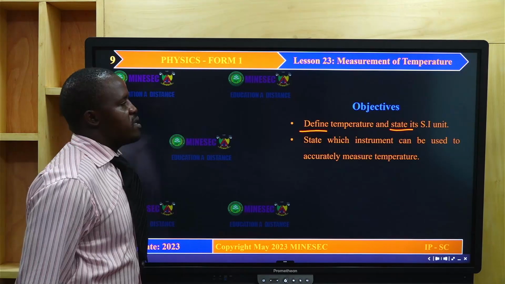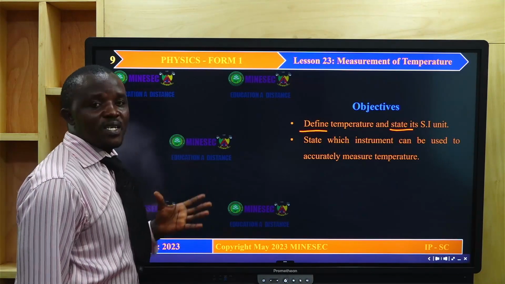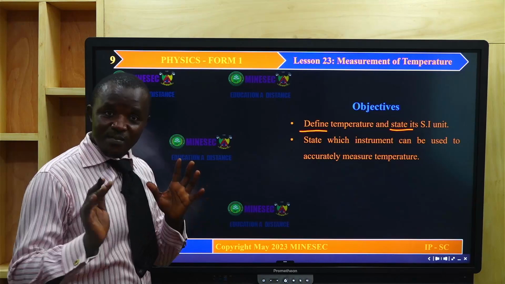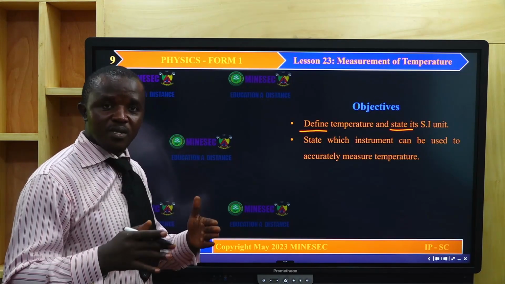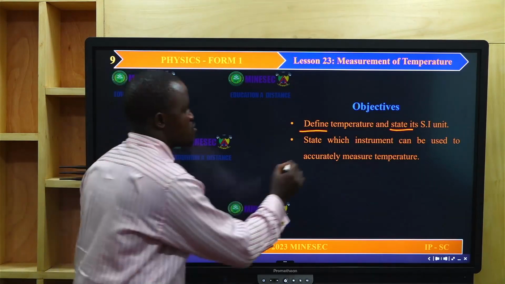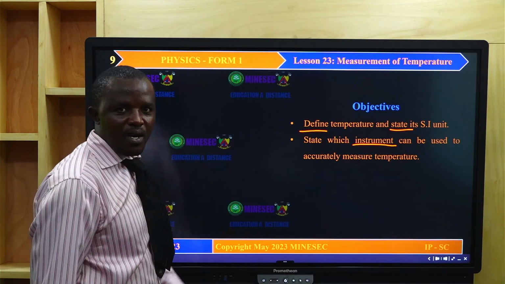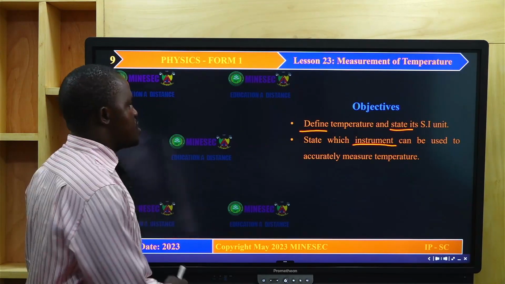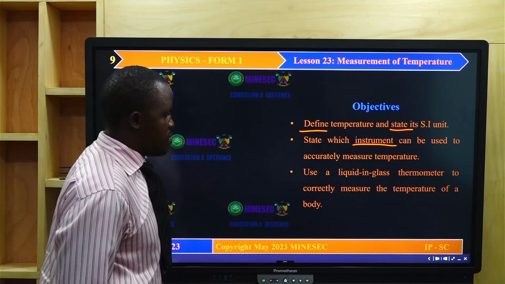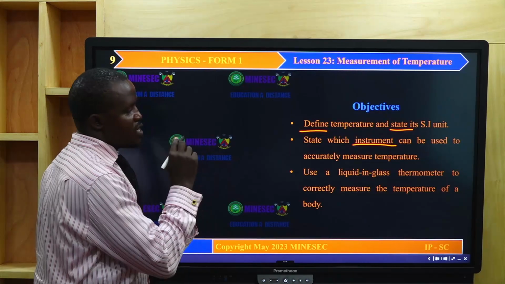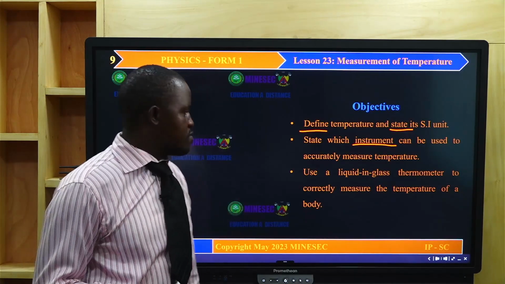Secondly, state which instruments can be used to accurately measure temperature, because there are ways of estimating temperature, but there is a way to accurately determine temperature. So state which instruments. I know that by now you must have had an idea in your mind already about the instruments, but we shall still get to it. By the end of the lesson, you should be able to do that. Use a liquid in glass thermometer to correctly measure the temperature of a body.